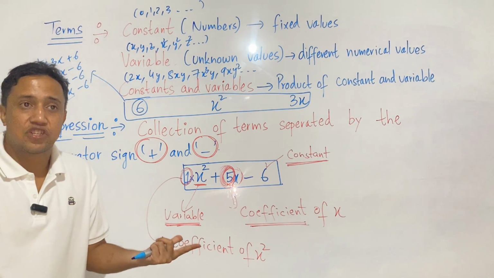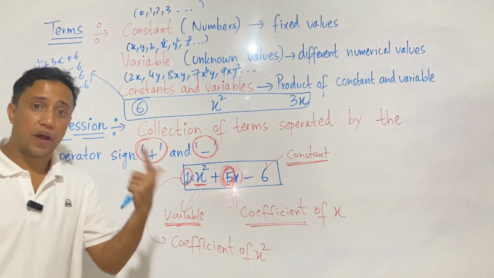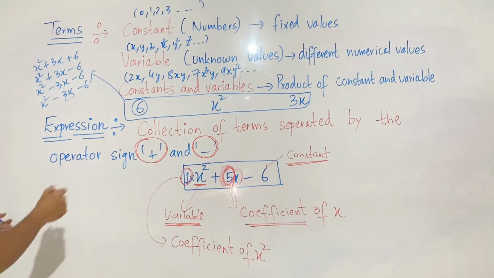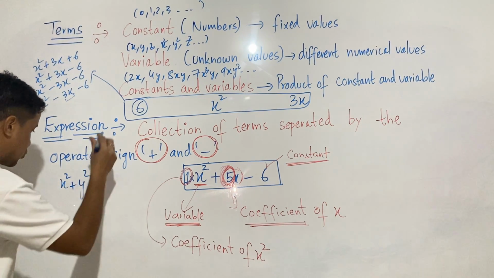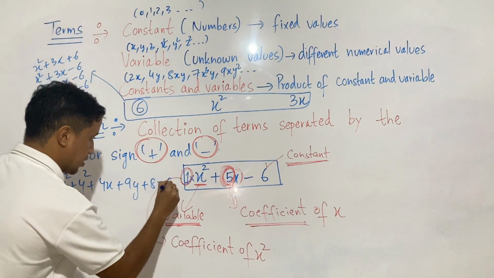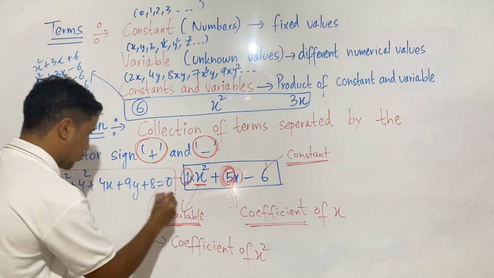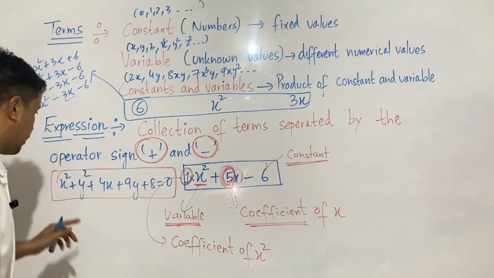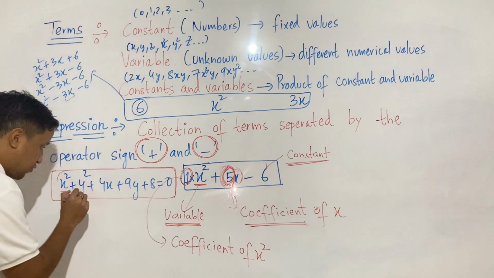It is possible that you have an expression that contains more than one variable. For example, let's take one more example. This is the equation: x squared plus y squared plus 2 plus 4x plus 9y plus 8 is equal to 0. If you look at this equation, it is quite similar to the equation of the circle. Now in this equation we have two variables. The first variable is x and the second variable is y.